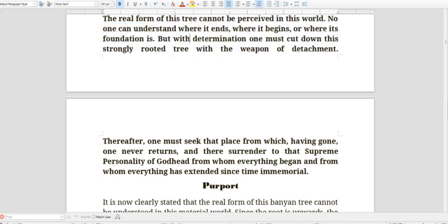But with determination, one must cut down this strongly rooted tree with the weapon of detachment. So the first thing is we need the weapon of detachment. The weapon of mass destruction, right? Nuclear bombs and all that. Here, which weapon is Krishna talking about? Detachment. I won't take part, only. Like that. Then that determination cuts down this strongly rooted tree. The quality of being detached.